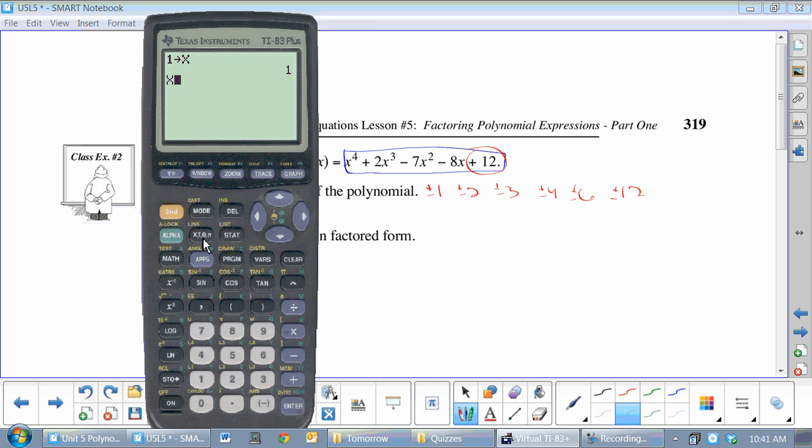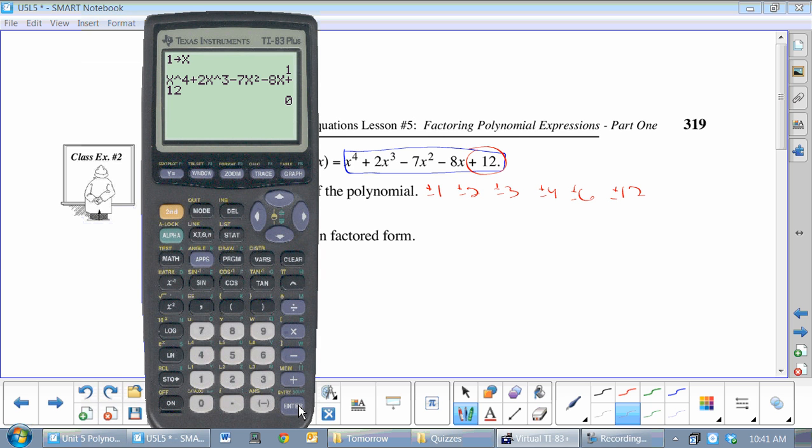X to the 4th plus 2x cubed minus 7x squared minus 8x plus 12. Okay? And then you can press, did I do it right? X to the 4, 2x cubed, 7x. Press enter. That one's a 0. Okay? So keep track of that one.